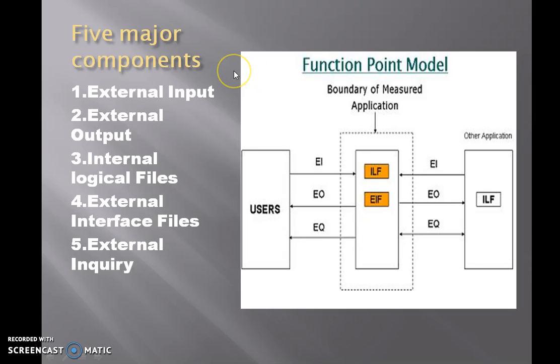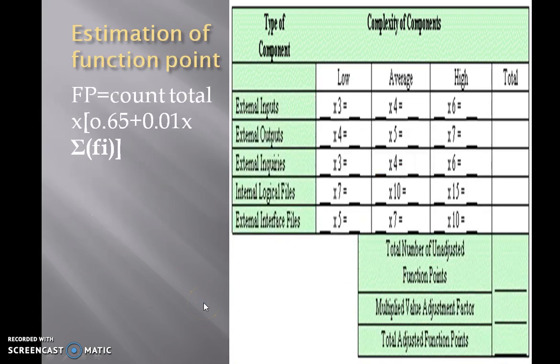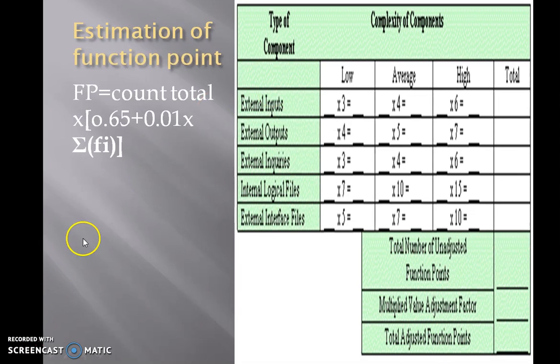Each of these is then individually assessed for complexity and given a weighted value that varies from 3 to 15. Now let us see how to compute function points. These are the low, average, and high values for these function types. To calculate the function point, the formula is count total times [0.65 plus 0.01 sigma Fi]. We compute the count total by multiplying each function count with a weighting and then adding up all the values. These are nothing but the weightings. We get function counts by these components.